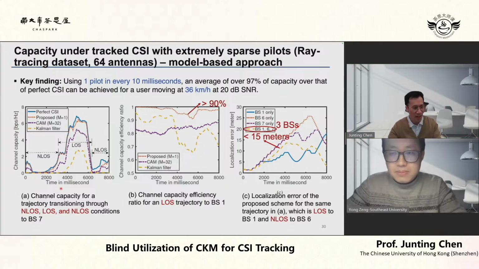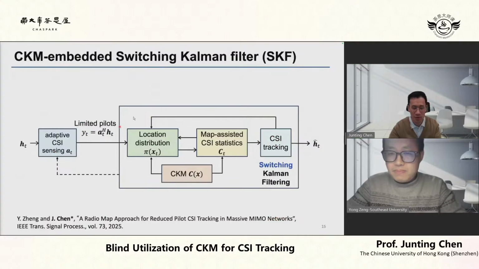So this question points out a very good future direction, in the sense that when we have multiple users, we probably need to upgrade the tracking structure to make better use of the CKM. Right, so this is a very good direction to explore in the future.